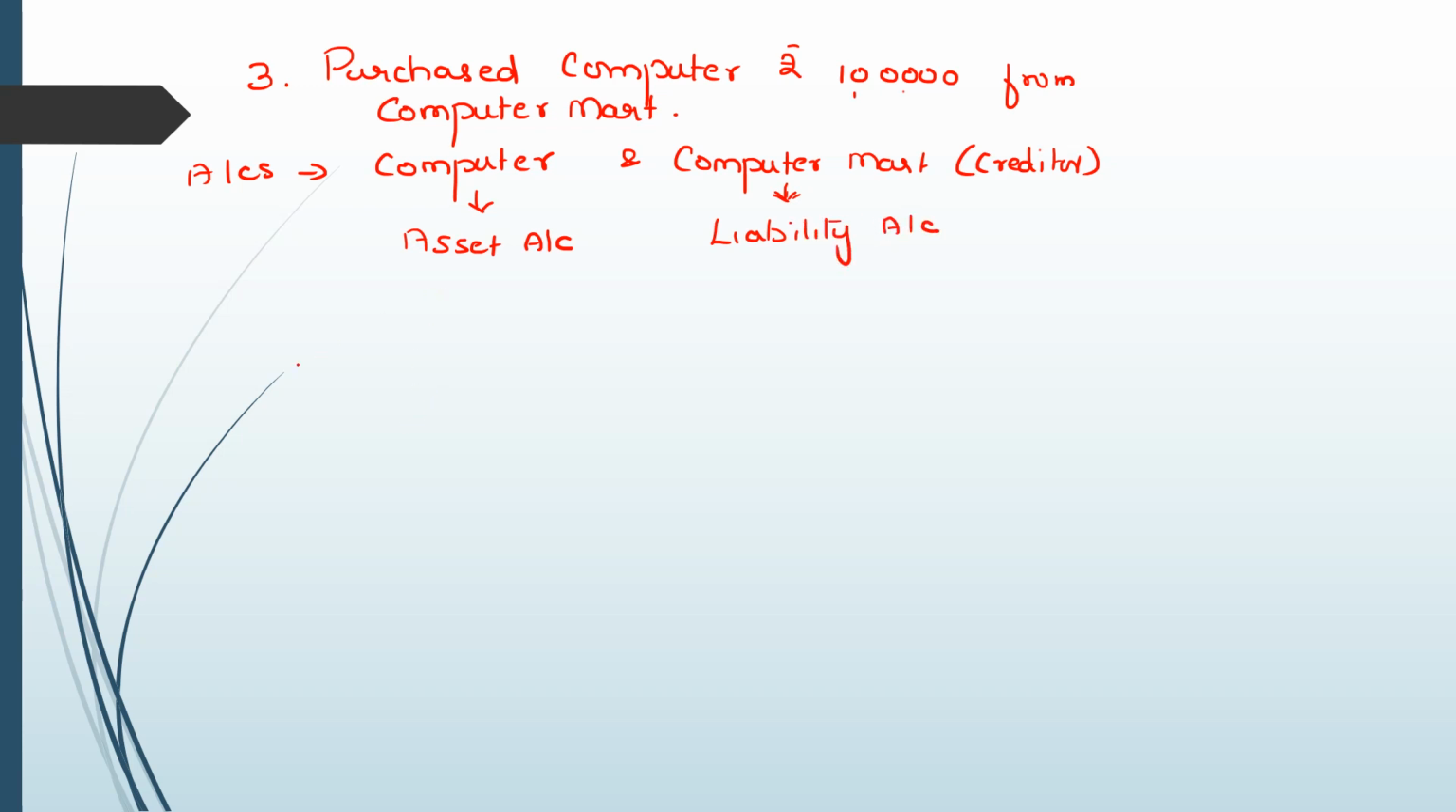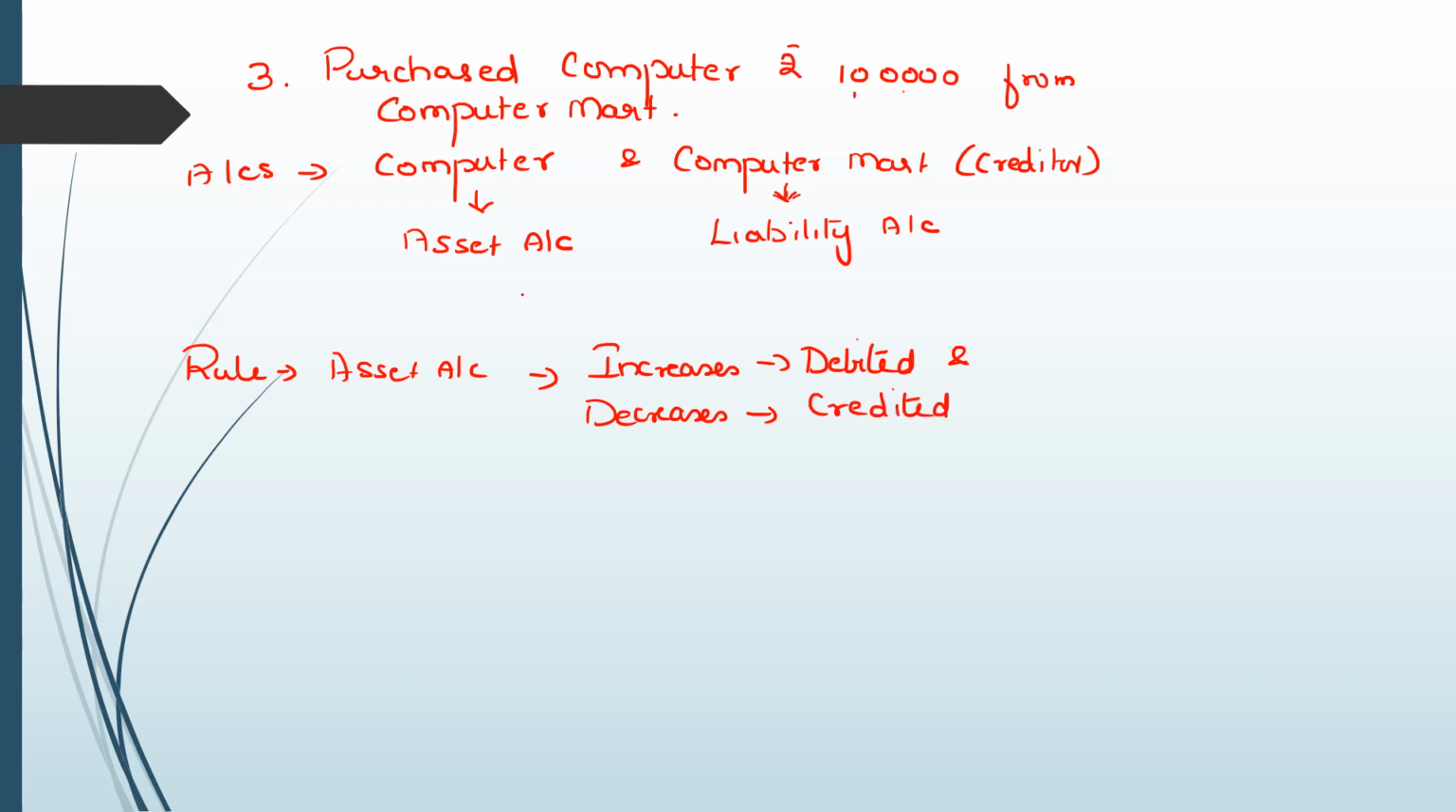Now, what is the rule associated with the asset account? The rule for asset account is increases would be debited and decreases would be credited, right? So here asset, what is happening? Computer has been purchased, computer is coming into the business. So computer asset is increasing, so you have to debit it. So we would debit computer account. So write computers account debit 1 lakh.